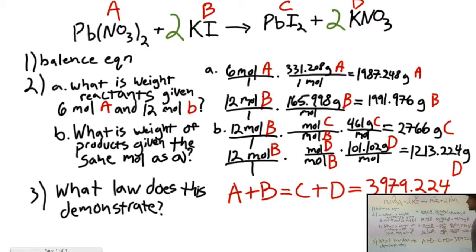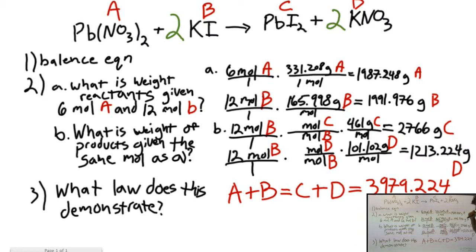From here, we are going to proceed with what is the weight of the reactants given 6 moles of A and 12 moles of B, A being our lead nitrate and B being our potassium iodide. We can see here by starting with 6 moles of A, we can multiply by the molecular weight of lead nitrate, which if you look up will be 331.208 grams per mole.